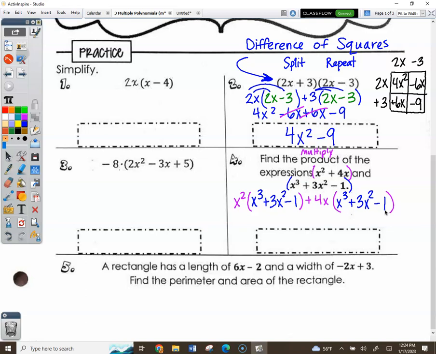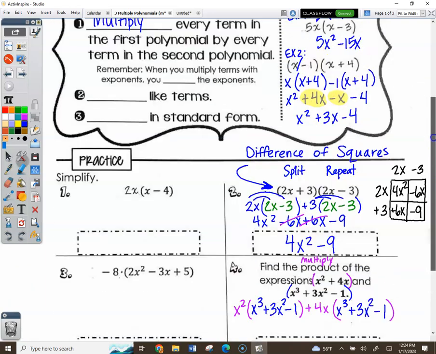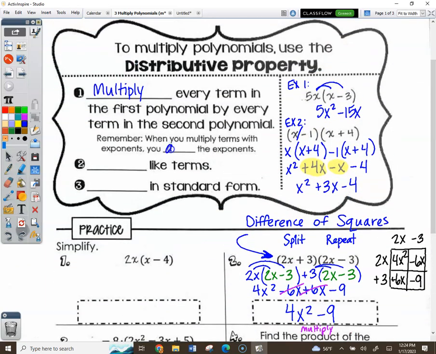Are you done multiplying it out? Did you try? You should be trying that one right now. Remember to multiply the polynomials. You're going to add the exponents, which I think brings us to right here. We said add the exponents. Then you combine like terms and write in standard form.